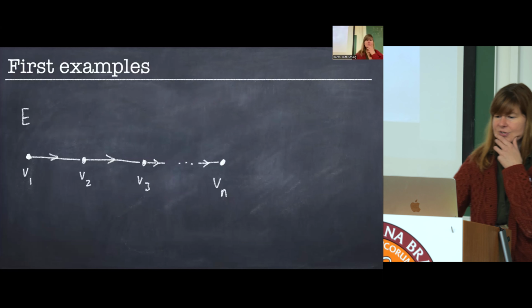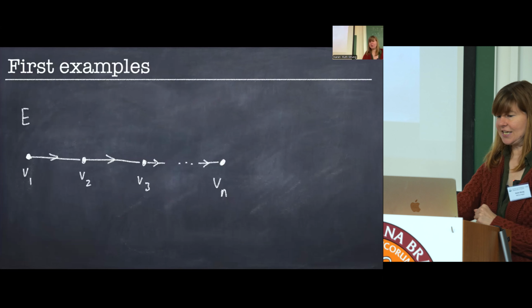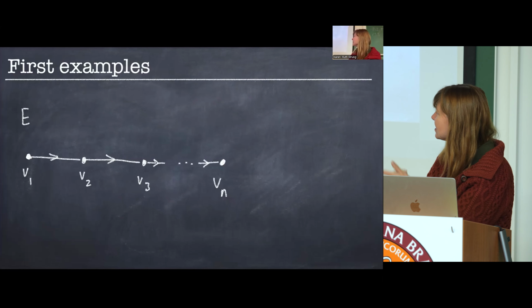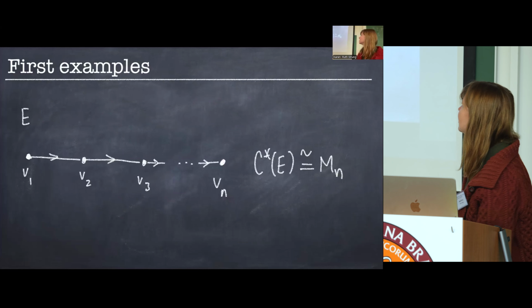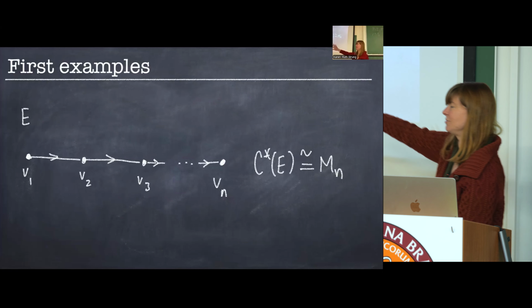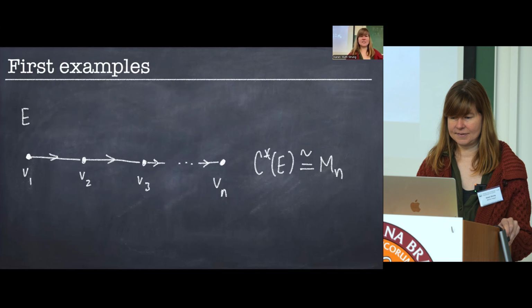So here are some examples that are not so difficult to check. If we take just a straight line with n many vertices and just arrows in one direction, we're going to get n by n matrices on the complex numbers. And this is actually quite easy to check if you say just look at M2. So if you get bored, that's a fun little exercise.